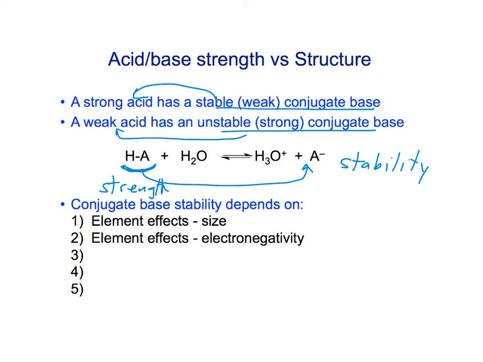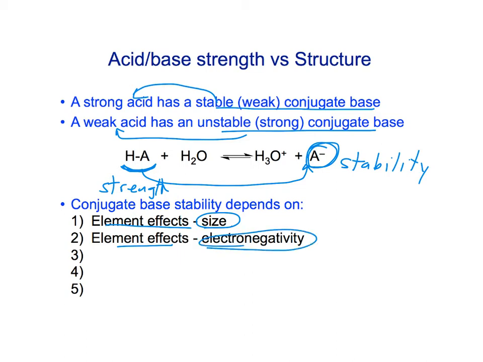We looked at two different things that can affect the stability of that conjugate base in the first video. Both of them we referred to as element effects. So in these cases, the atom in the conjugate base that holds that minus charge is different. It has a different element. And so we looked at the size of that element and the electronegativity of that element.